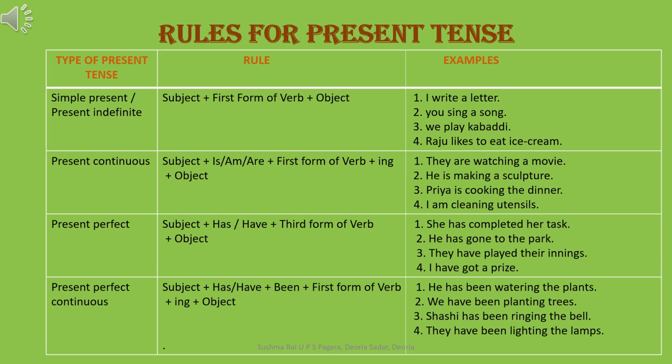Fourth type of present tense is present perfect continuous tense. The rule for writing in this tense is subject plus has or have plus been plus first form of the verb plus ing plus object. A few examples are: he has been watering the plants. We have been planting trees. Shashi has been ringing the bell. And they have been lighting the lamps.